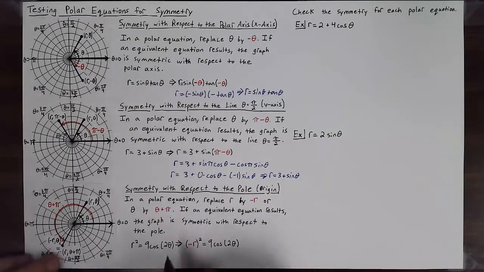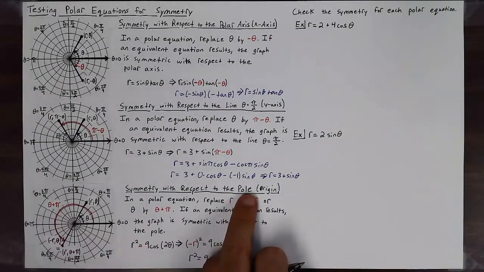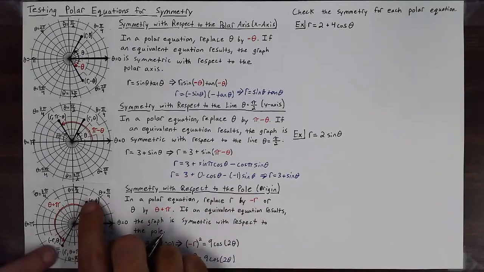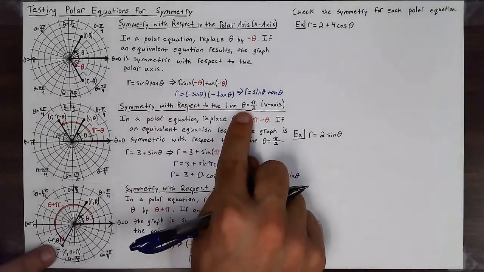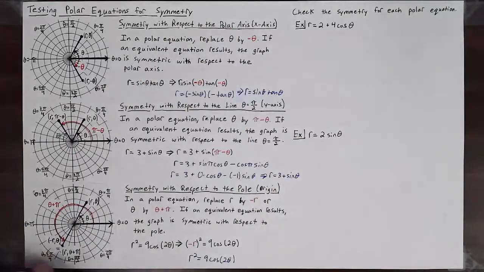But to check, if I had r squared equals 9 cosine of 2 theta, if I replace r with negative r, negative r squared is just the same as r squared, which gives me the same equation. So I don't need to check the other one. This is symmetric to the pole, which often means that it is symmetric with respect to the line theta equals pi over 2 and the polar axis. You get both if this one's true. Now let's test this out with a few examples.